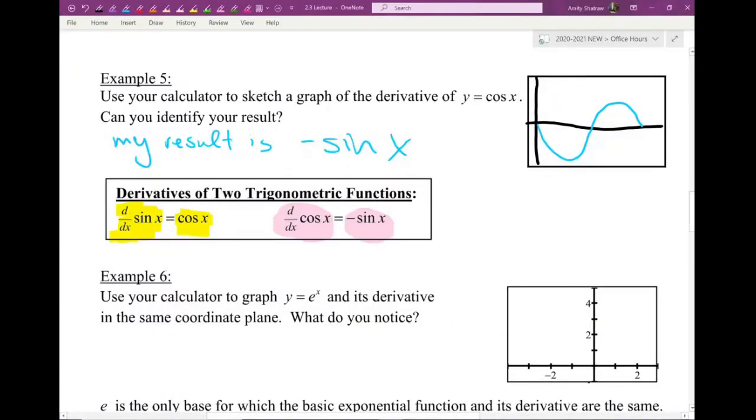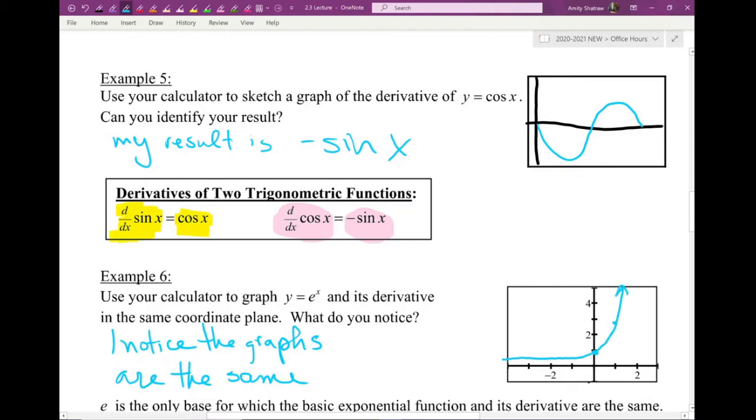It's kind of handy. So it says, what do I notice? I notice the graphs are the same. And the reason for that, by the way, is that exponential functions are modeling the rate of change. That's literally what they do, is model the rate of change. And the instantaneous rate of change should therefore be the same as the original function.